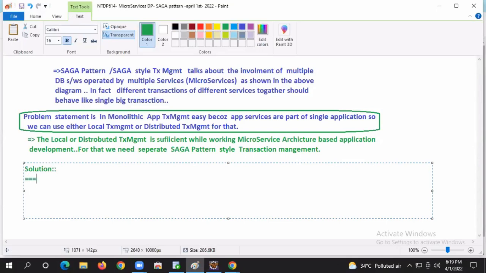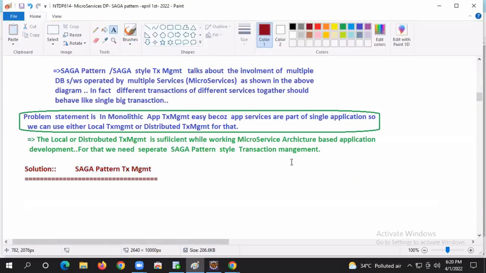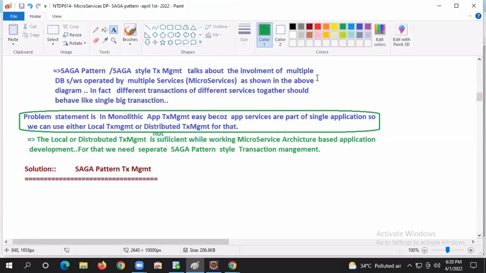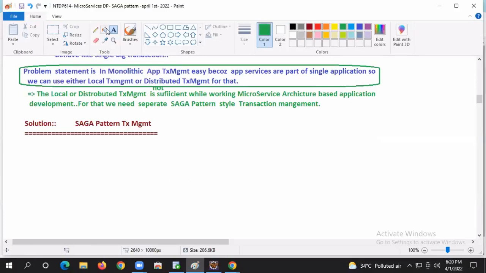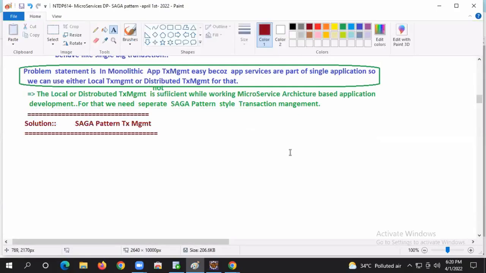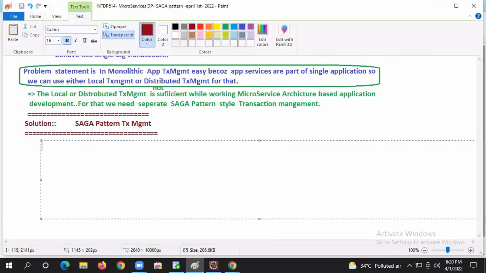Solution. What is this? SAGA pattern transaction management. Local or distributed transaction management is not sufficient. Solution, guys: SAGA pattern transaction management. What pattern, guys? SAGA pattern. Shall we start understanding? Okay.